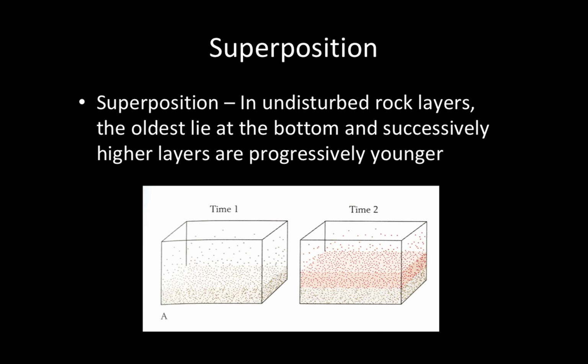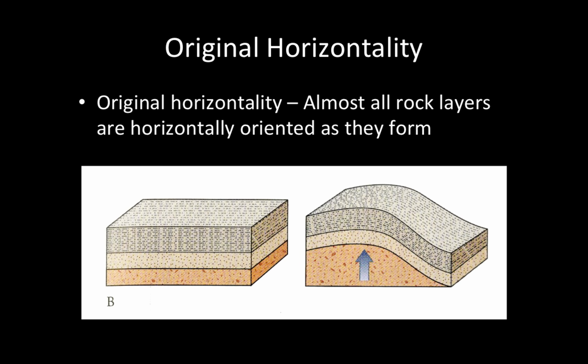So the first you're already familiar with, we just haven't put a name to it yet, but superposition means the oldest bits of the rocks are on the bottom. So the stuff that was laid down first is on the bottom. It gets progressively younger on top. Just like we talked about with anticlines and synclines, means the same thing.